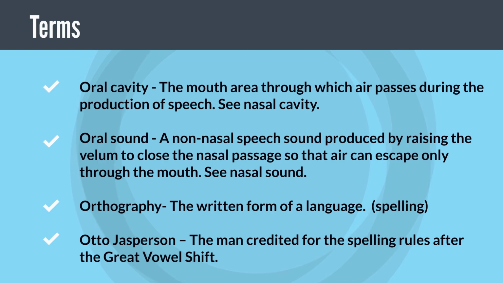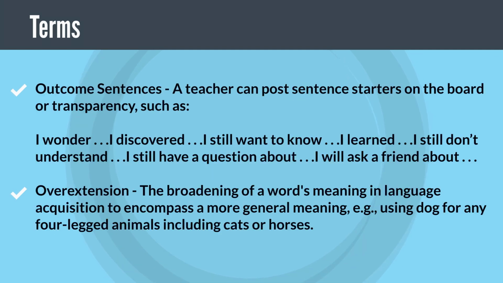Spelling. Otto Jespersen: the man credited for the spelling rules after the Great Vowel Shift. Outcome sentences: a teacher can post sentence starters on the board or transparency, such as I wonder, that I discovered, that I still want to know, that I learned, that I still don't understand, I still have a question about, that I will ask a friend about.